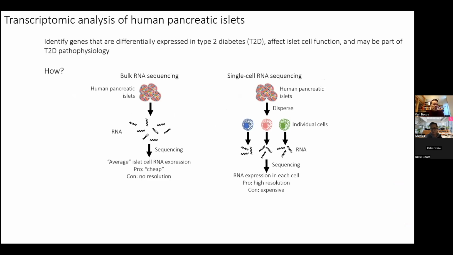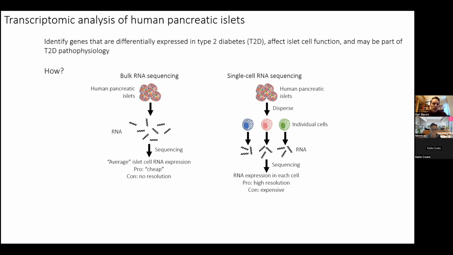In this paper, we did a transcriptomic analysis of human pancreatic islets, and we do this to identify genes that are differentially expressed in islets from donors with type 2 diabetes compared to islets from non-diabetic donors. And these genes then may be part of the T2D pathophysiology.